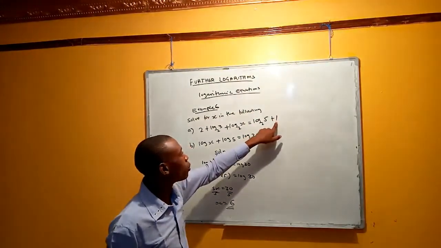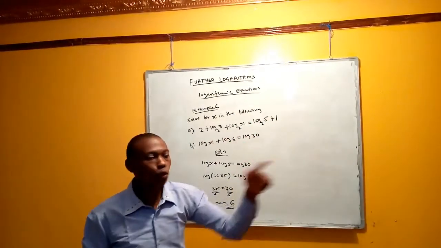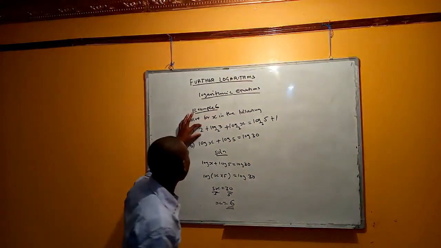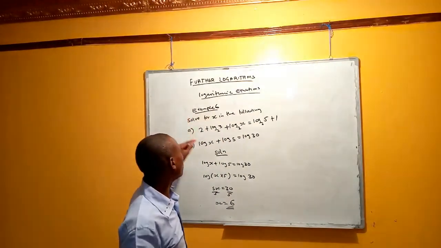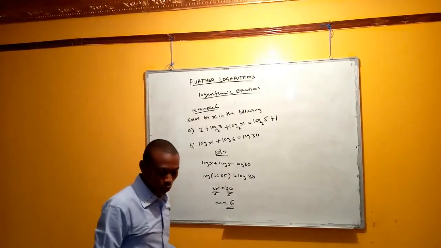That's why we converted the 1 into log to base 2 of 2. The other one became log to base 2 of 4. So after that, that's when we were able to evaluate that.